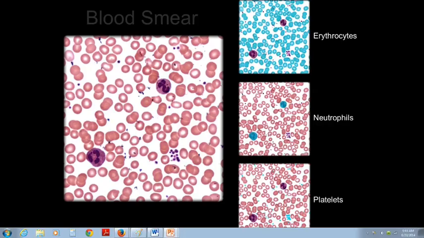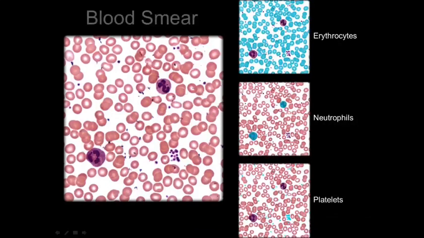If you took a look at a smear of blood, you would see something like on the left, with the majority of the cells being red blood cells, with more rare, larger, darker staining white blood cells. You now know enough to know that those are both neutrophils. And you would also see small fragments. Those are the platelets.